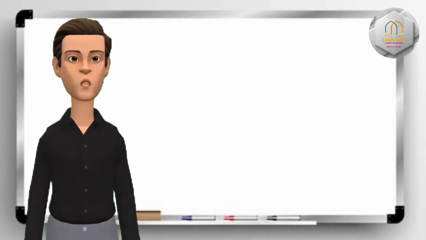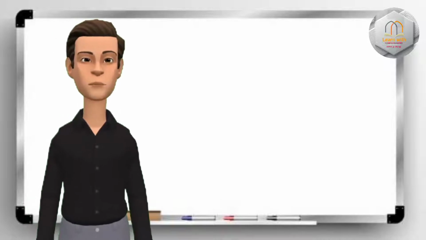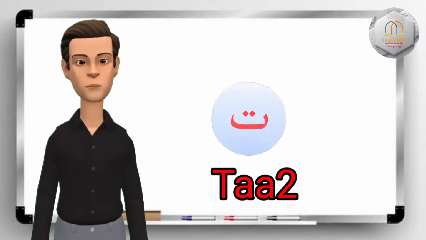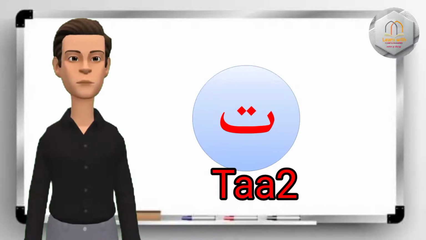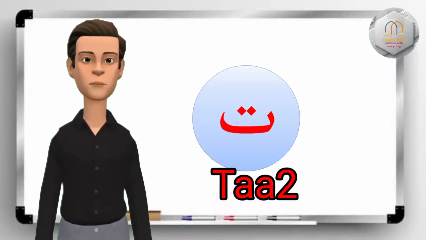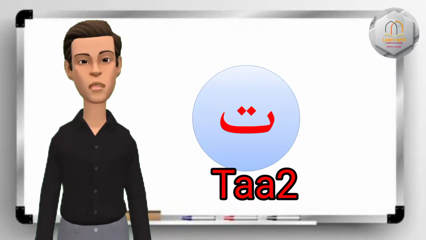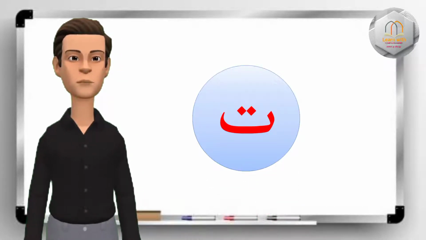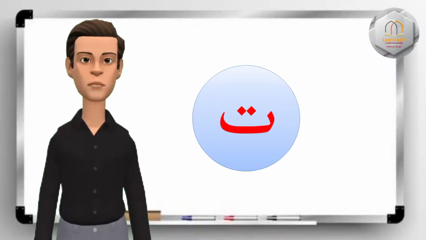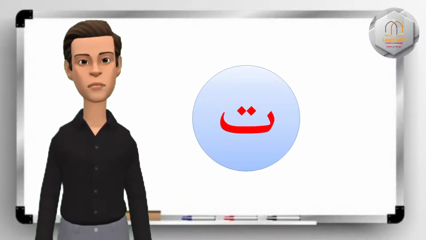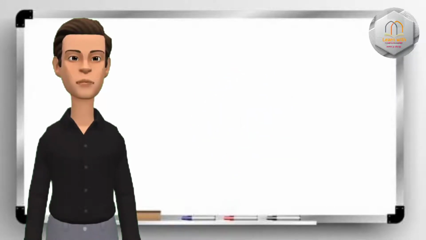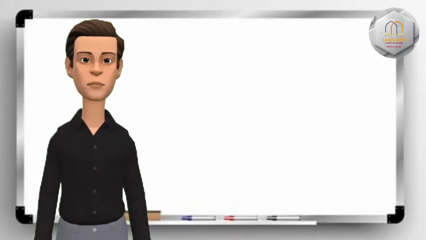If we follow the Arabic letters in order, we'll find that the first letter with us today is Ta. Now we can see the basic isolated form of the letter Ta. Ta is pronounced like the English letter T.